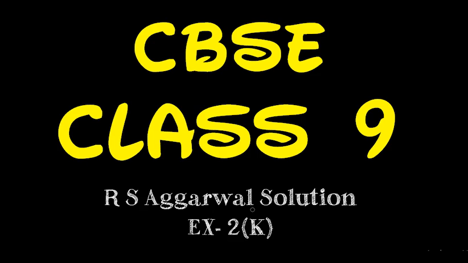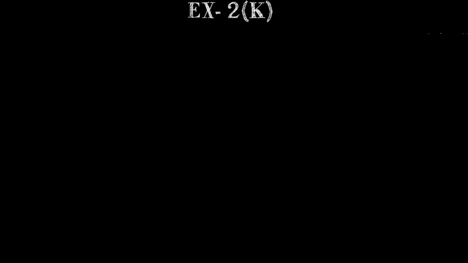Today we are going to solve the R.S. Aggarwal exercise 2K from the chapter Polynomials from CBSE class 9. In this video, first of all, we will be learning the required formula as we used to do. In order to solve this exercise, we need a formula. This exercise has 19 questions, so we will be trying to do it in two videos. In the first video I will try to solve question number 1 to 14 for you, and in the next video 15 to 19.